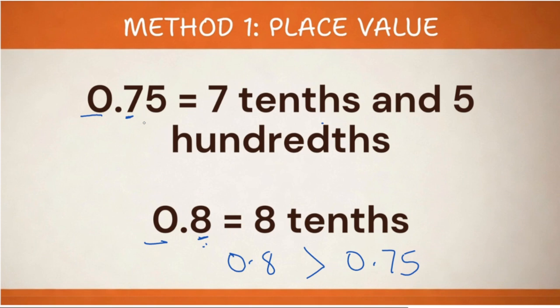So you have to look at the digits in the place value, starting from tenths, hundredths, then to thousandths. Since the tenth value here is bigger than the tenth value here, that means 8 tenths is greater than 75 hundredths.